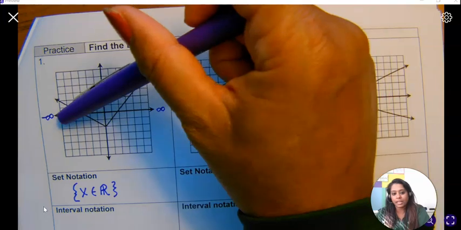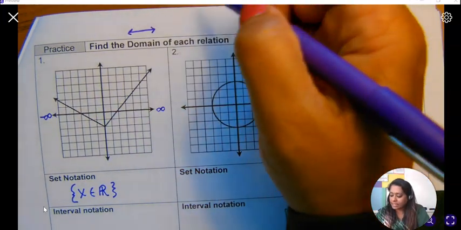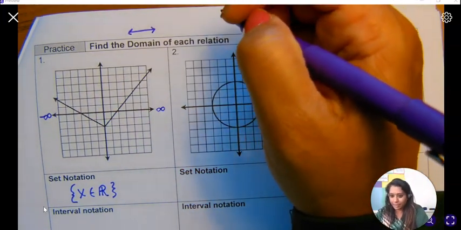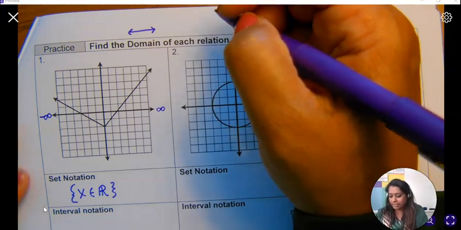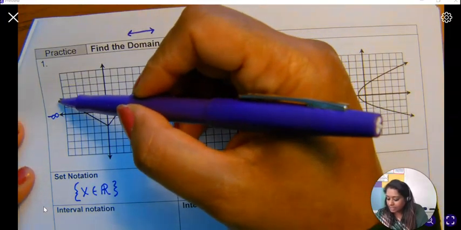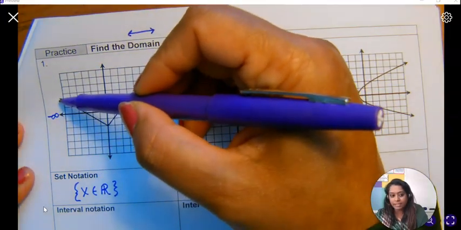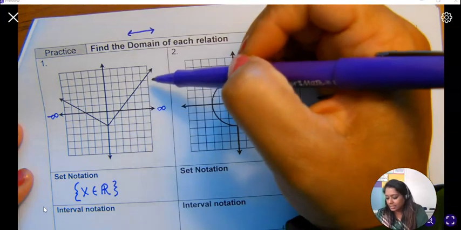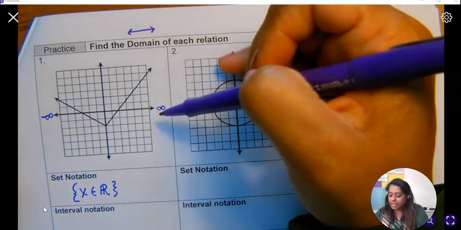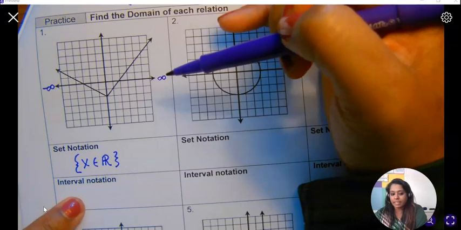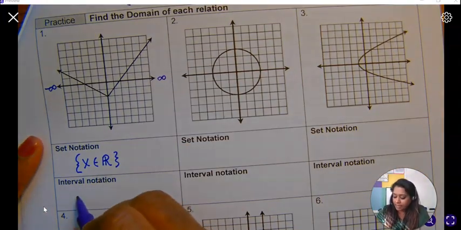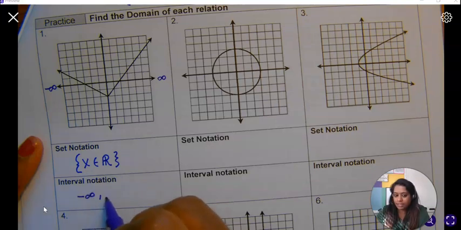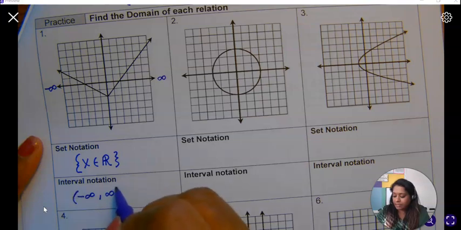So we're going to look on the x-axis, and basically what you're looking for is your starting point on the x-axis and then your stopping point on the x-axis. It looks like it's starting at negative infinity because it's going to the left, and then it's stopping at positive infinity. We can express that in interval notation: starting at negative infinity, comma, and then the stopping point is positive infinity. And infinity is always open.